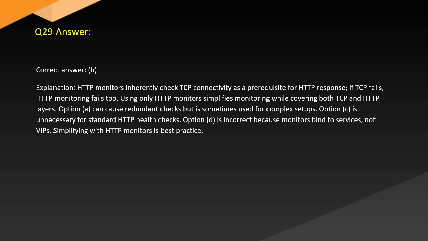Answer. Correct answer, B. Explanation. HTTP monitors inherently check TCP connectivity as a prerequisite for an HTTP response. If the TCP check for HTTP monitoring fails, the service is marked down. Using an HTTP monitor simplifies monitoring while covering both TCP and HTTP layers. Option A can cause redundant checks but is sometimes used for complex setups. Option C is unnecessary for standard HTTP health checks. Option D is incorrect because monitors bind to services, not VIPs. Simplifying with HTTP monitors is best practice.